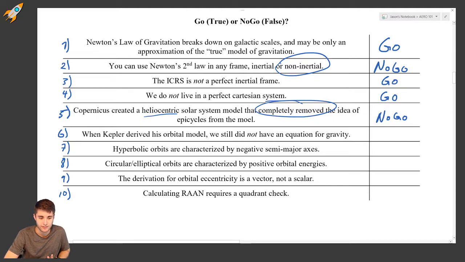And if you guys want to see these notes and what all these different models are from the different philosophers, then again, go back into the notes. And for those of you just joining, just go ahead and go like this, AERO 101.